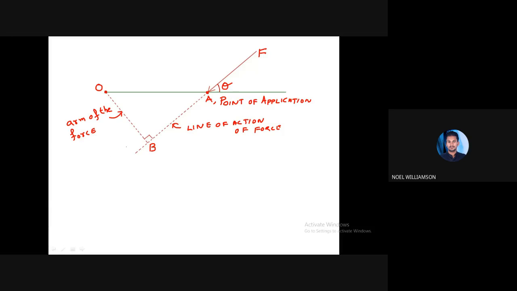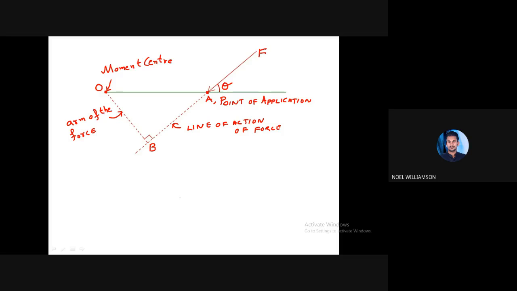So this is the point O, about which the moment is found out. This particular point O is termed as the moment center. So this is about the moment.